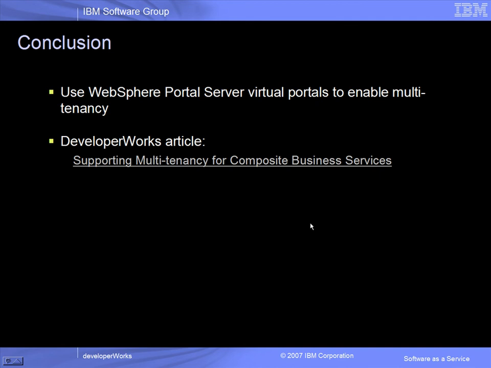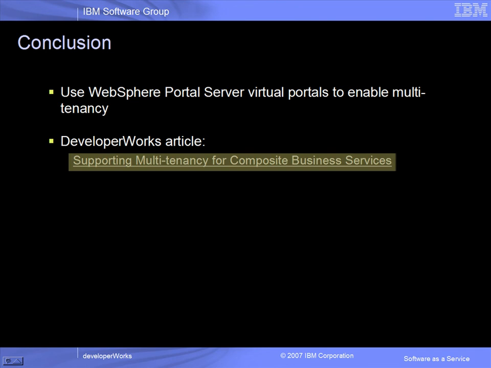In conclusion, you've seen how the virtual portal capability of WebSphere Portal Server enables multi-tenancy in a SaaS environment. There are other design patterns that are important in order to support multi-tenancy. These patterns address configurability at the user interface layer, the data tier, and the security realm. These topics will be covered in the other demos in this series. Please take the time to read the developerWorks article on this topic by clicking on the link here.